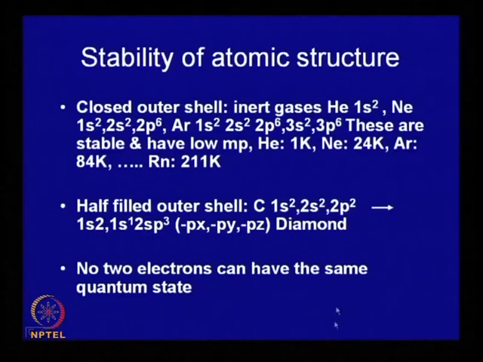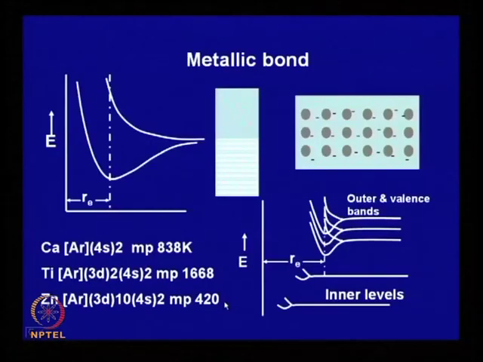Another important point which comes up when this atomic bonding takes place is the Pauli's exclusion principle, that no 2 electrons can have the same quantum state. Now, with this background, let us look at how the metallic bond forms.